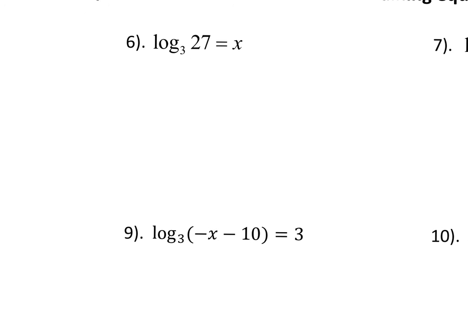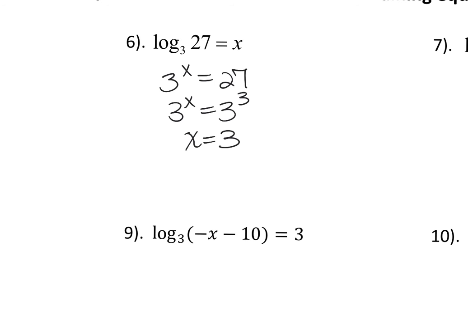Similarly, number 6, log base 3 of 27 equals x. Log on one side, I'm converting. Base to my exponent equals my argument. And this looks exactly like the ones above. X is in the exponent position, so we get like bases. And then we set our exponents equal to each other.